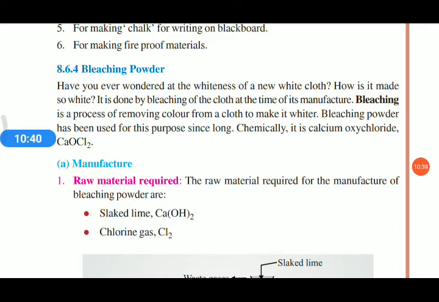Last one is bleaching powder. Bleaching is a process of removing color from a cloth to make it whiter. Bleaching powder has been used for this purpose since very long. Its chemical name is CaOCl2, calcium oxychloride. Calcium oxychloride is the chemical name of bleaching powder. In our daily life, we use this bleaching powder to purify our water, to kill germs in our water.